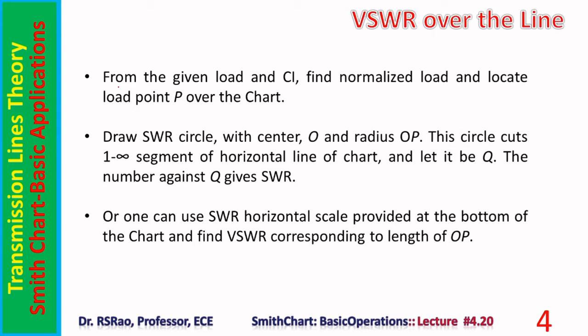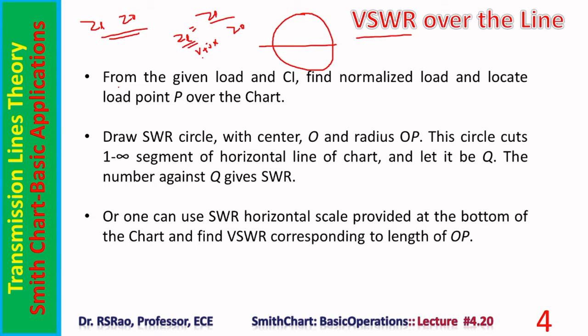From the given load and characteristic impedance of the line, how to find out VSWR using Smith chart? We take up this issue first. To find VSWR, from load impedance and Z0, find out normalized load impedance by dividing given ZL by Z0 and locate load point over the Smith chart corresponding to ZL. ZL is impedance. It can be written as R plus JX. Identify a circle whose value is R, identify an arc whose value is X, and the intersection of the circle and the arc gives the load point, which represents ZL. From the given load and characteristic impedance, find normalized load and locate load point P over the chart. This is the starting point to find VSWR from ZL and Z0.